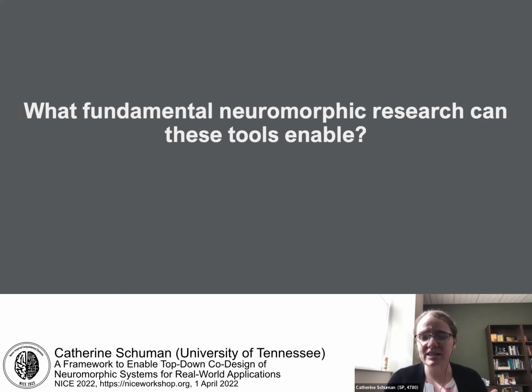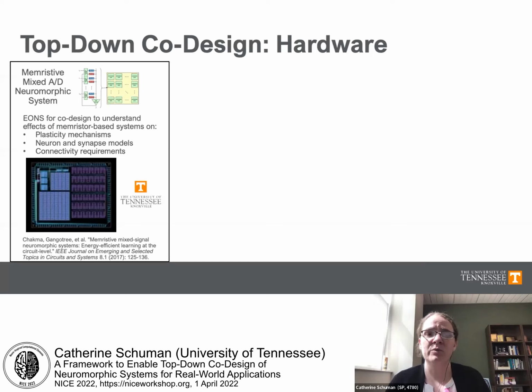And so one of the key things that we've done with this framework is top-down co-design, where we are working with people who are developing neuromorphic hardware implementations, usually with some sort of emerging device or material, to help them understand what the impact of the decisions that they're making at the hardware level have on real application performance.